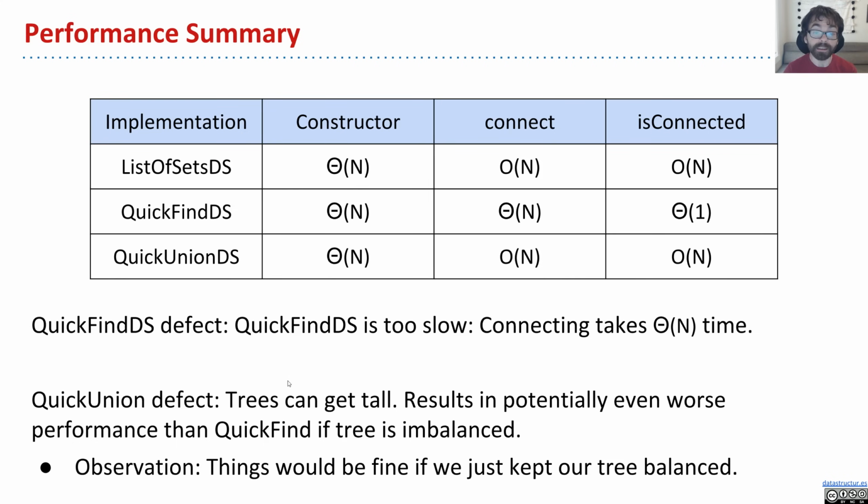Whereas quick find had the problem that connecting was theta n time, with quick union, union is fast as long as you can easily find the root. So the operation can actually be very fast, but if the tree is actually tall, then the connect and is connected operations will be bad. So if the tree is long or imbalanced, then we'd run into trouble.